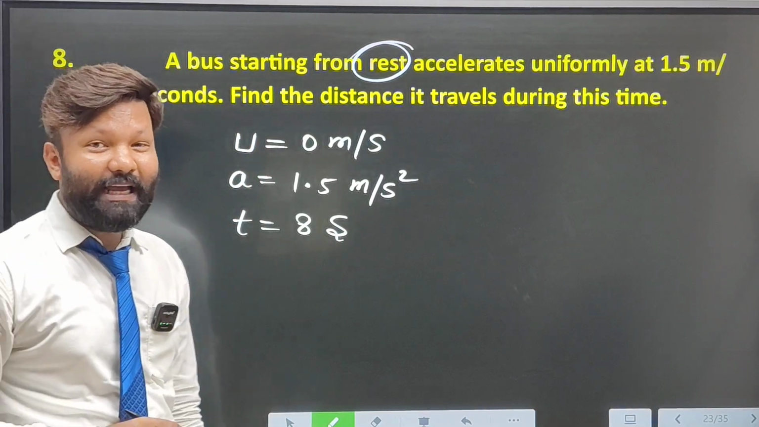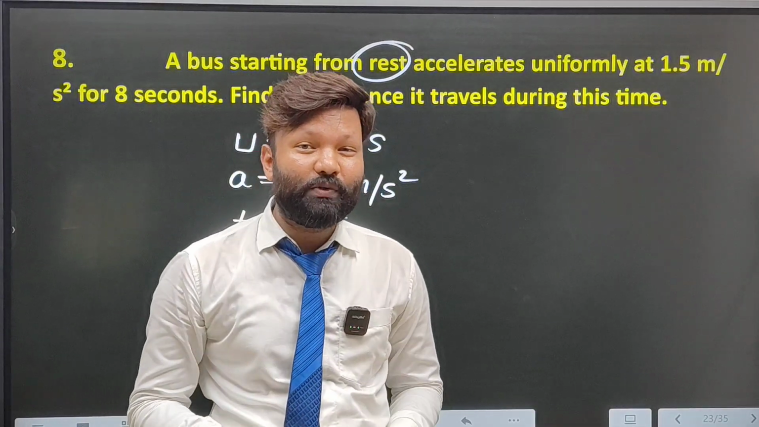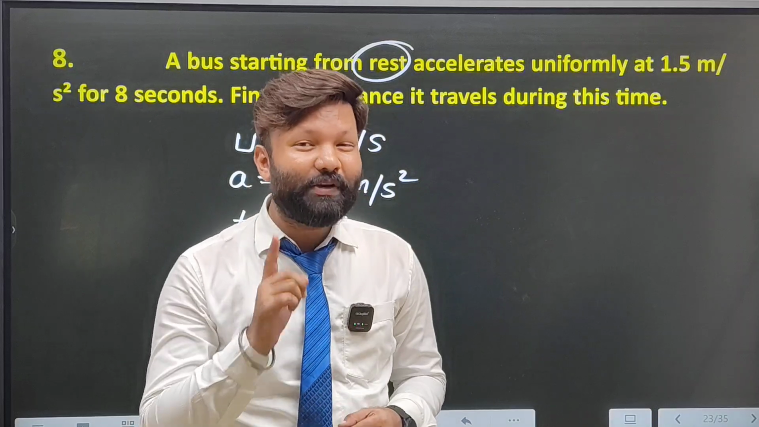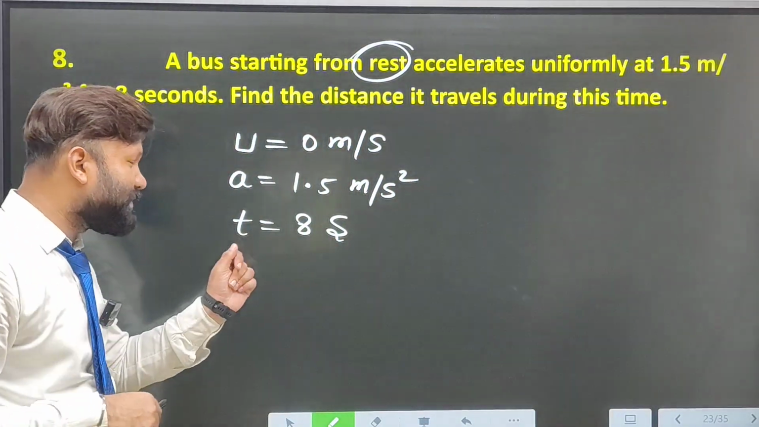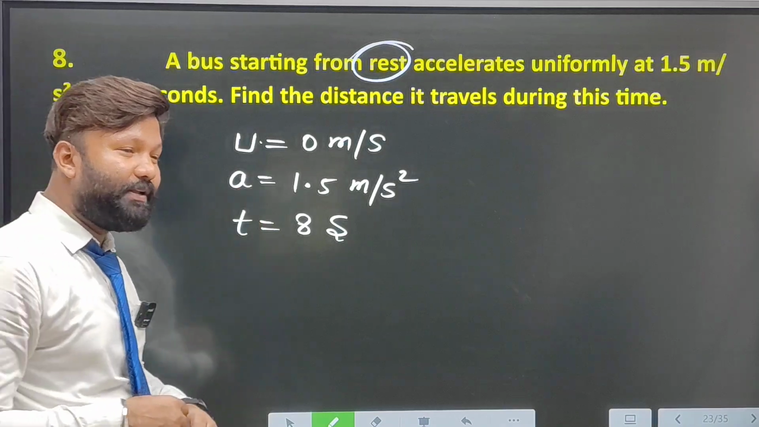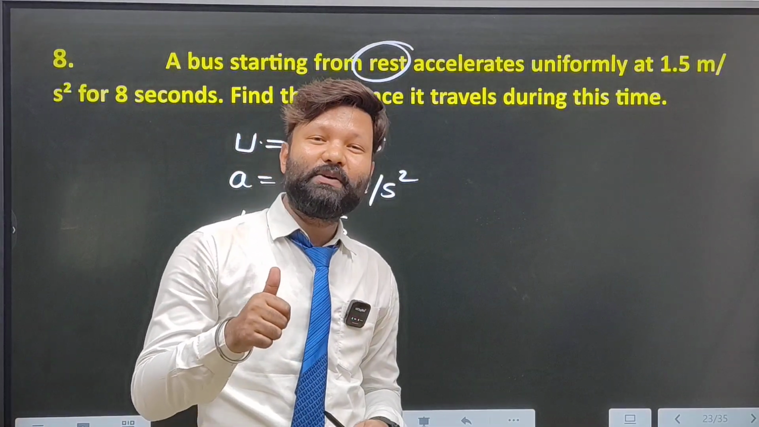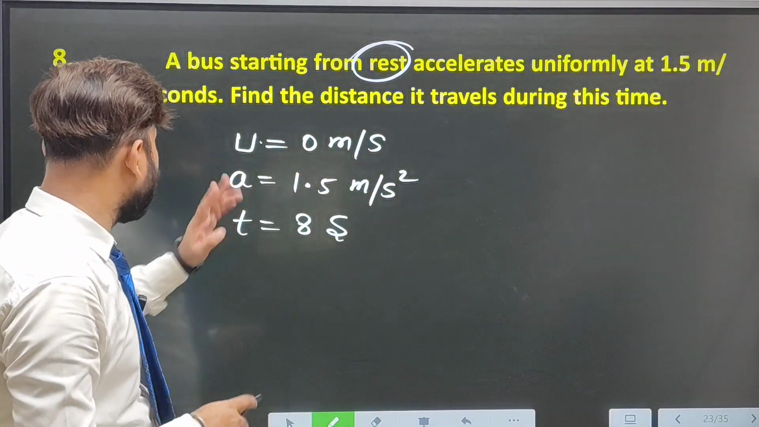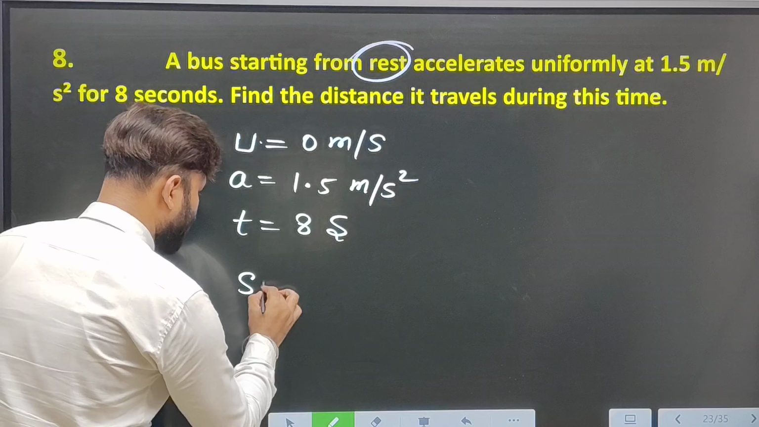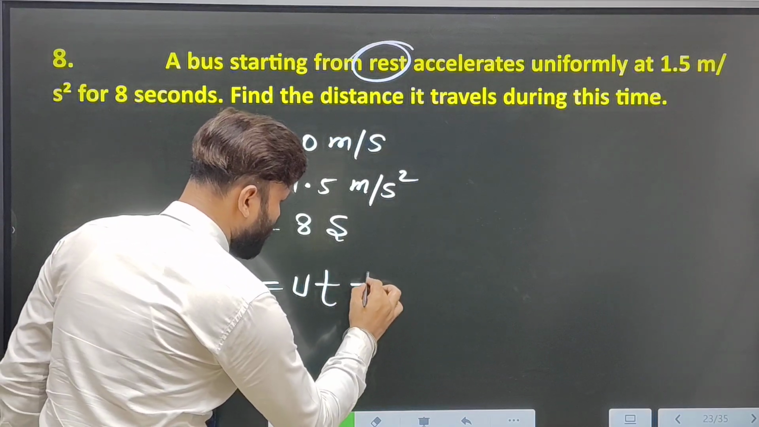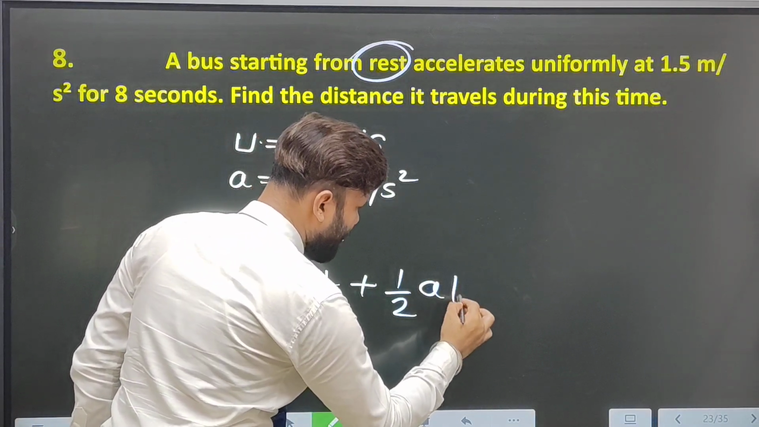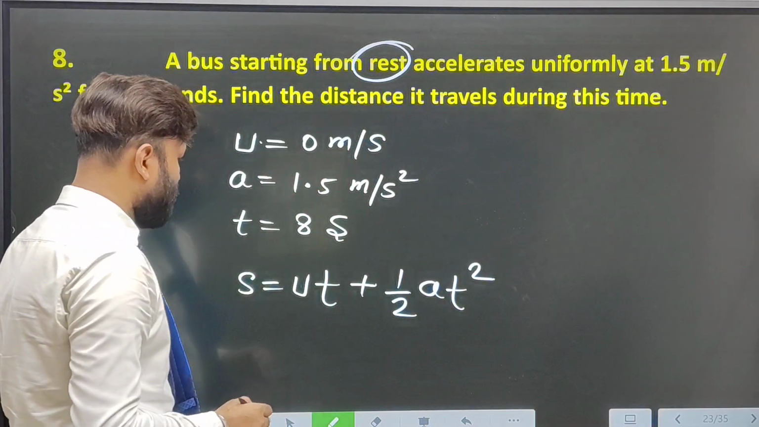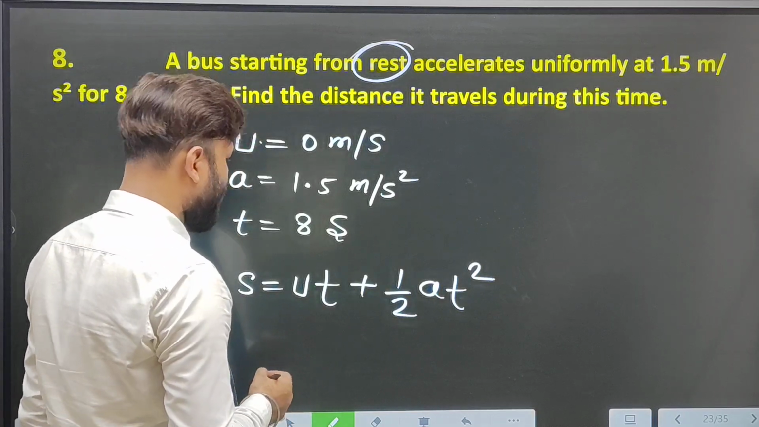So u is given, a is given, time is given. Just remember the second equation of motion: s is equal to ut plus half at square. In this equation, s we have to find. U is given, t is given, a is given. So the best equation is s is equal to ut plus half at square. We can't use the third equation because v is not given. So by using the second equation of motion, s is equal to ut plus half at square.